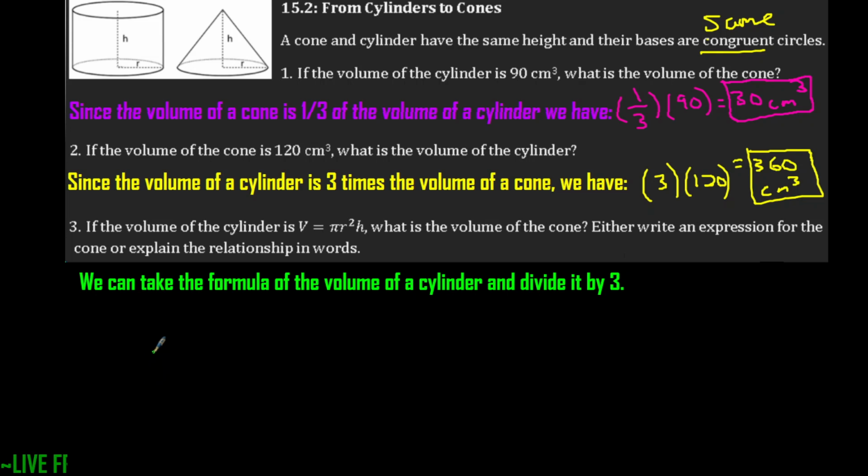The volume of the cone is going to be equal to pi times the radius squared, that's our big B, our area of base, times h. But we now have to just say it's divided by 3. So either way, it still works. So notice the relationship. The cone volume is 1/3 of the volume of the cylinder.